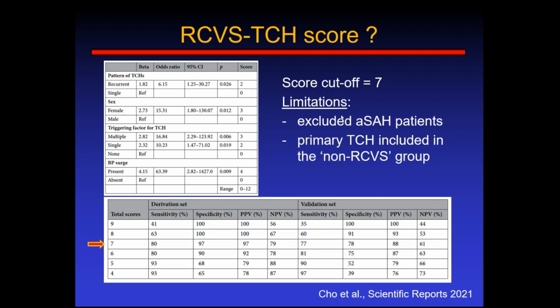And I think that's what we as clinicians are most worried about. So if this cohort didn't include them, then I'm not sure that that would be a valid score for my purpose, at least. And secondly, inexplicably, they included primary thunderclap headache in the group of patients classified as non-RCVS, but I've just shown you that it's the same entity.